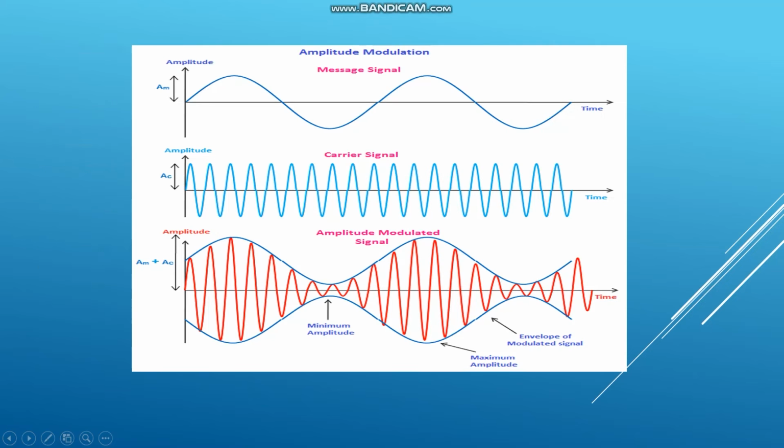So as you can see, here is an example of amplitude modulation. The top one is a message signal. The second one is a carrier signal which will be transmitted. So in order for us to easily transmit the signal into far regions, we will change the amplitude of the signal. As you can see, the third graph is how the amplitude modulated signal looks like.